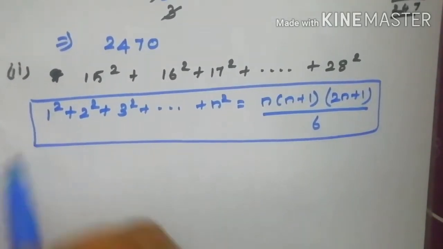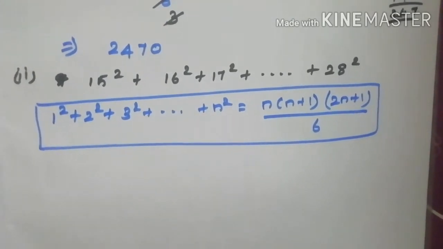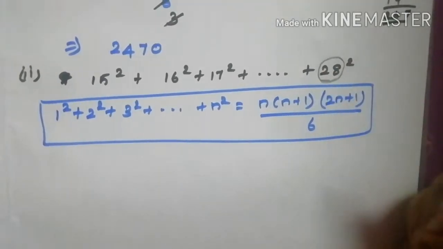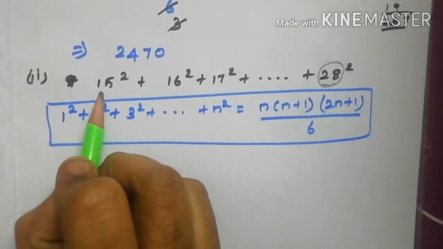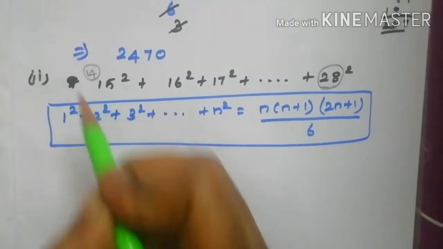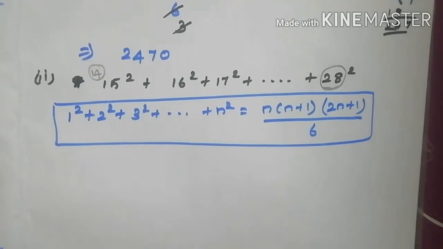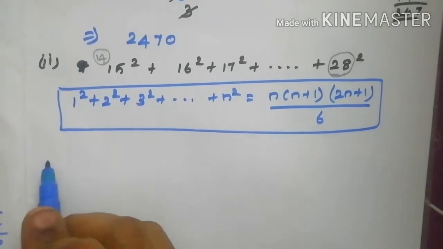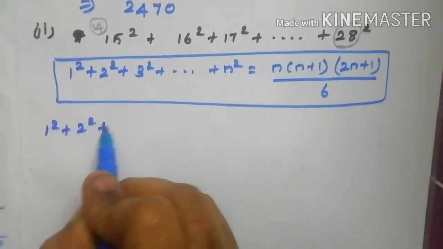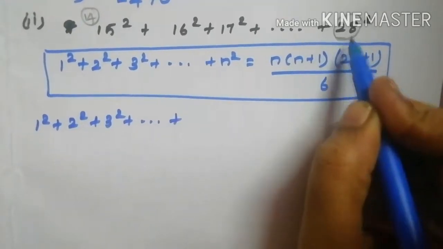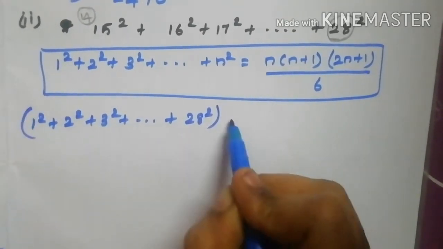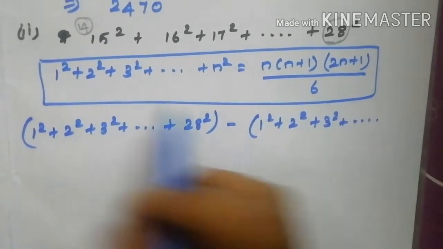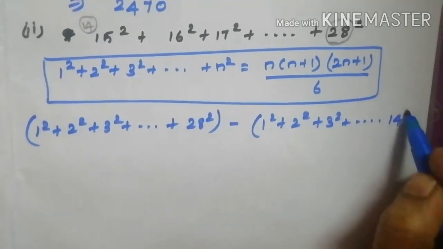This is our formula. Here we make the question start from 1. So we see the last number, that is 28. Here the first number is 15, and the number before 15 is 14. So we make the question 1 to the last number 28, minus 1 to the number 14. So we write 1 square plus 2 square plus 3 square plus up to the last number 28 square, minus 1 square plus 2 square plus 3 square plus up to 14 square.